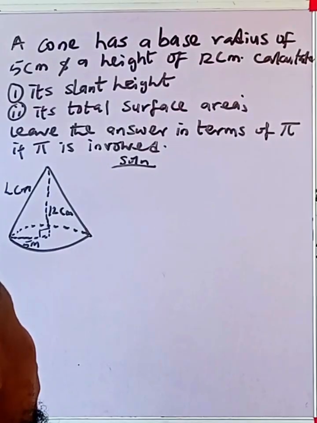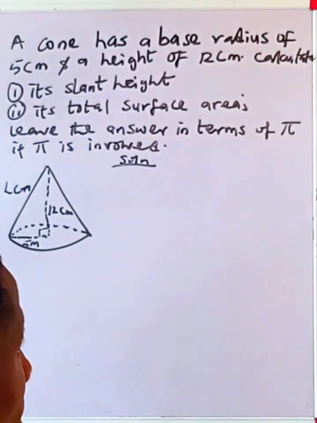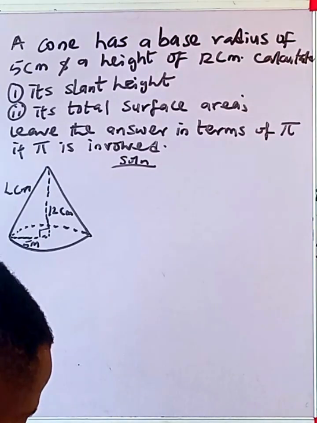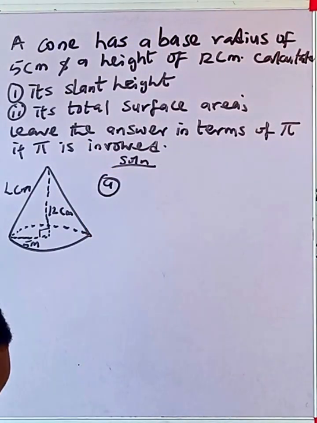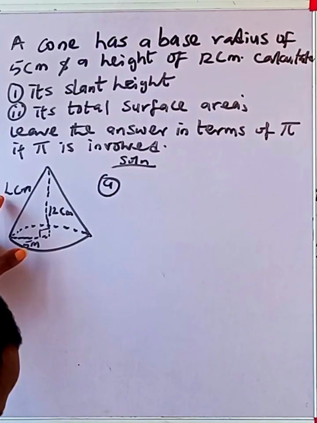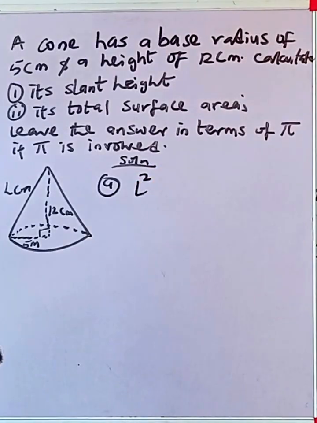So we are going to leave our answer in terms of pi. For the first question, which is A, what we are going to do is calculate the slant height, L. We are using the Pythagorean theorem to solve it.